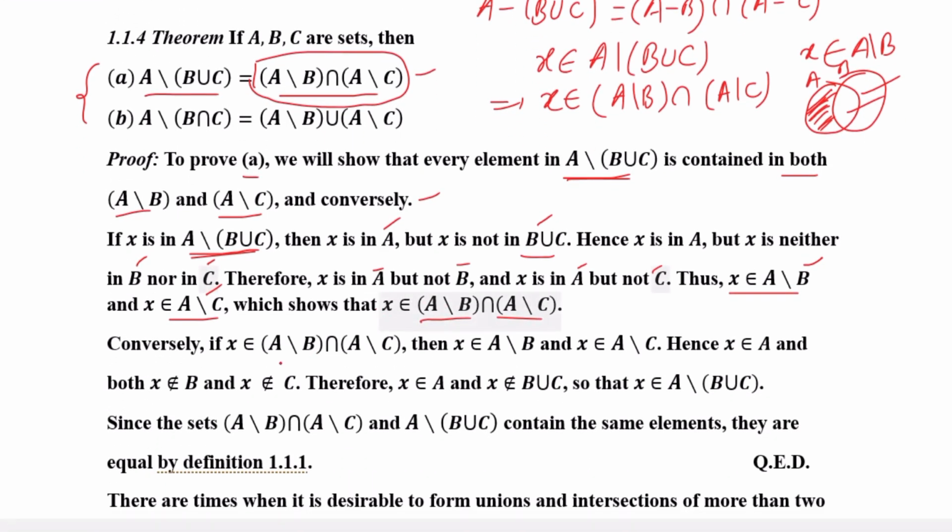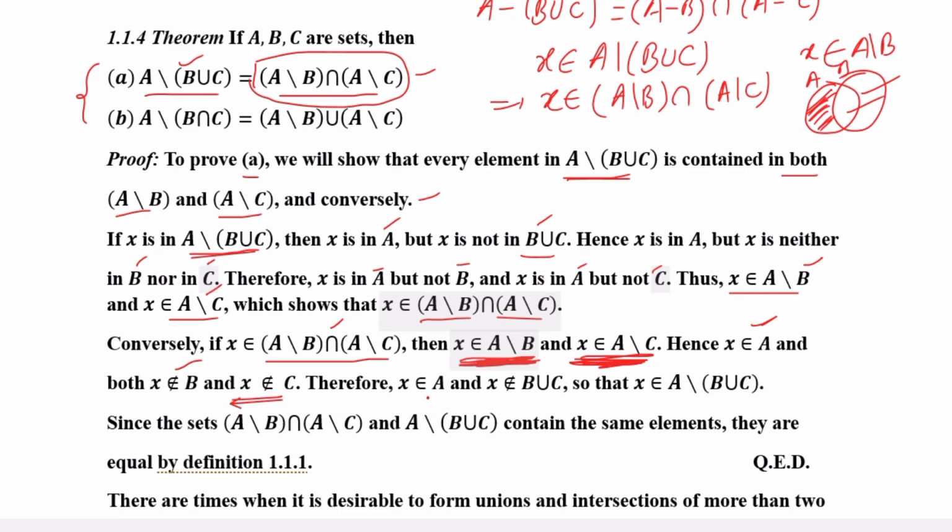Conversely, we take x belonging to this part, and we will show that x is also an element of the left side. When x belongs to the intersection, according to the definition of intersection, x will be an element of the first set and x is also an element of the second set. When x belongs to this part, it shows that x belongs to A but x does not belong to B. Similarly, when x belongs to this part, it shows that x belongs to A but x does not belong to C.